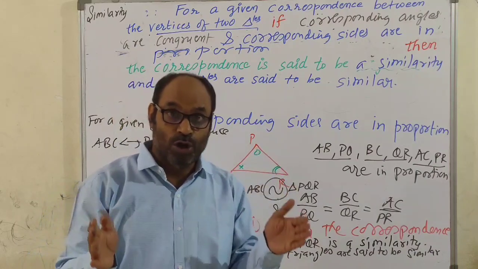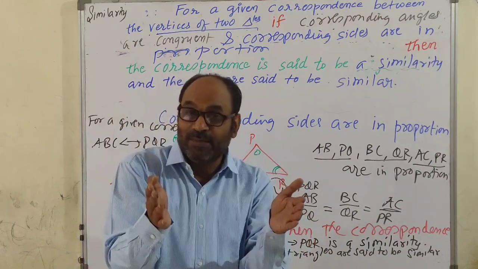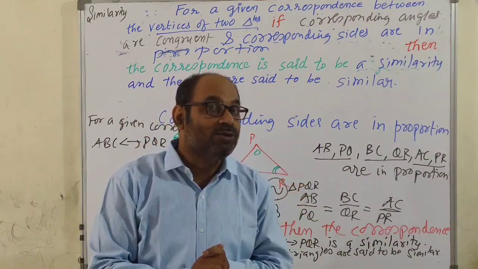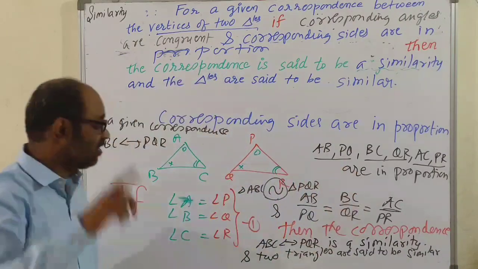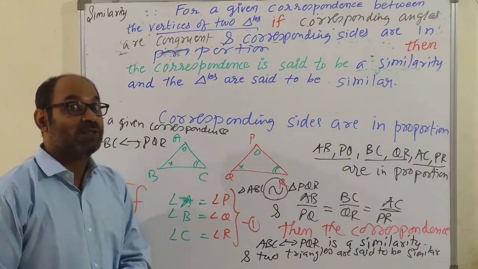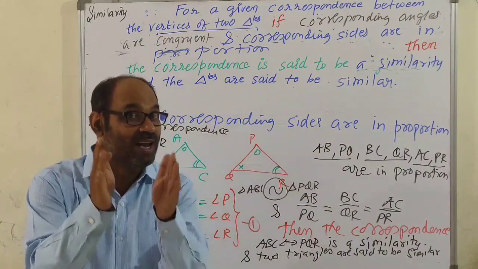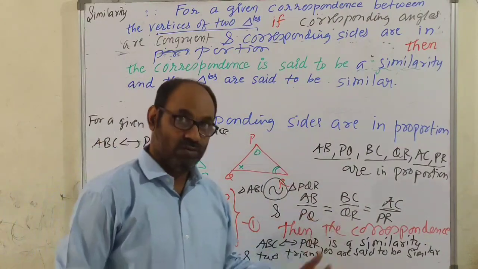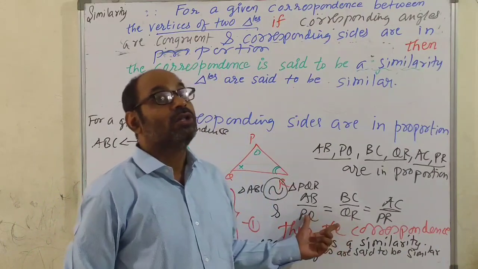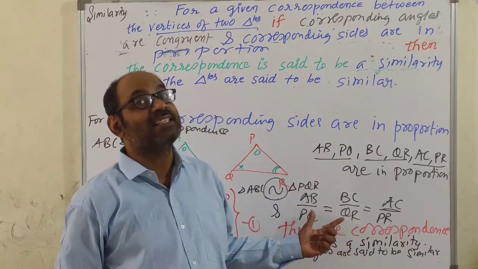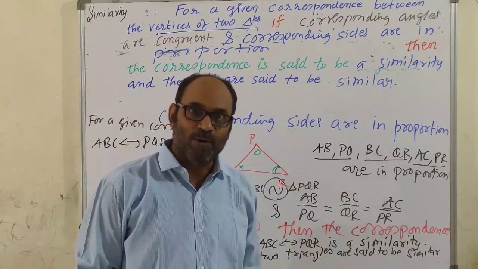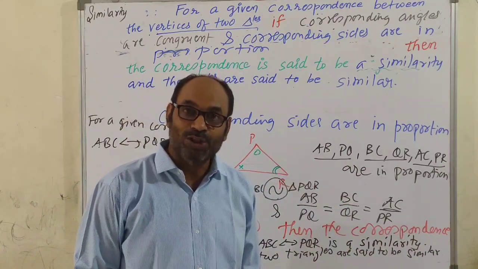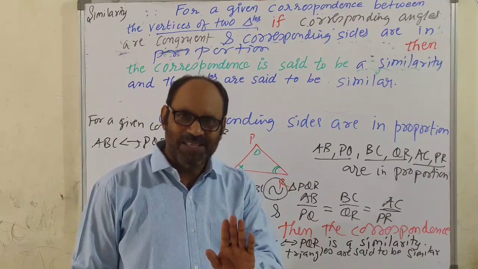So, if you want to show that two triangles are similar, what will you have to show? First, you will have to show that corresponding angles are equal, congruent. Next, the corresponding sides are in the same proportion. That is what you will have to show. Are you getting me, children?